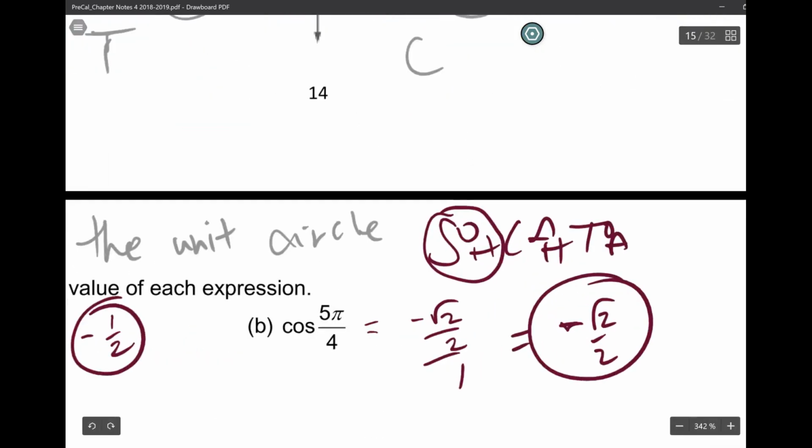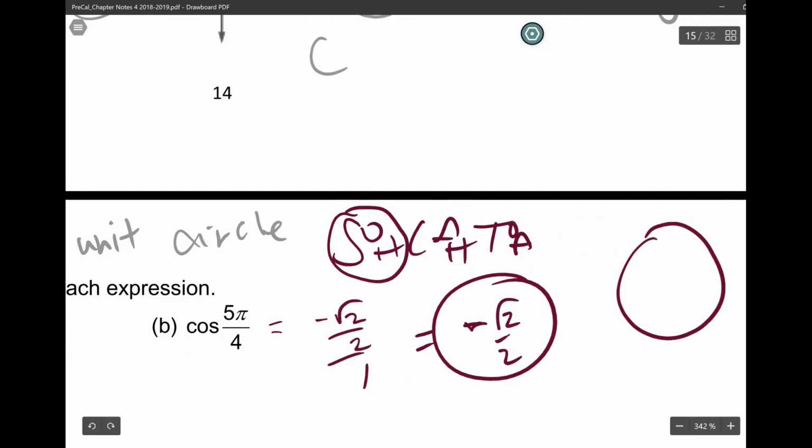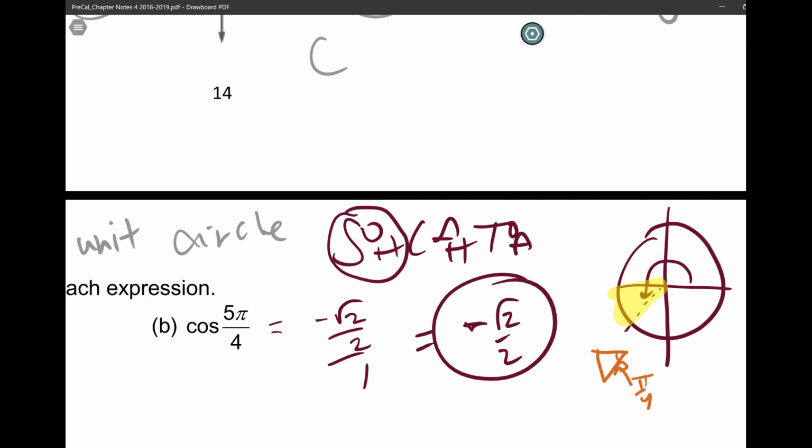I could draw a circle to show you what I mean. Here's a circle. Here's pi, and then 5 pi over 4 would be right here. I'm looking at this part, and that is the triangle I'm using. That angle is pi over 4. After I plug in pi over 4, cosine of pi over 4, I know that over here my cosine value is negative. That's how you can justify putting the negative value there.